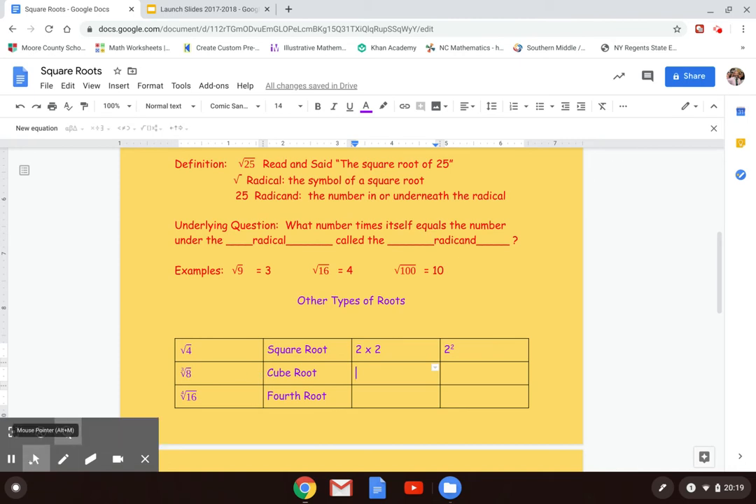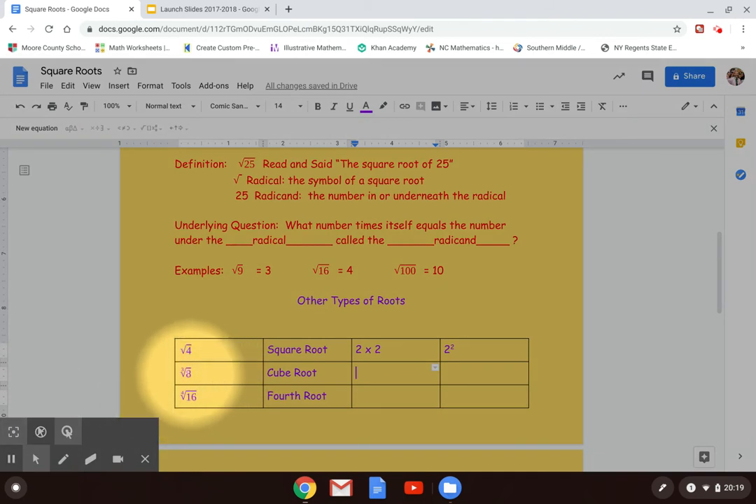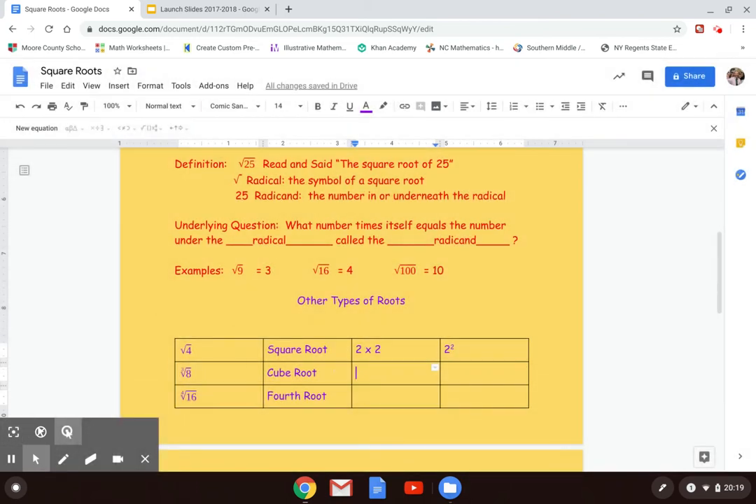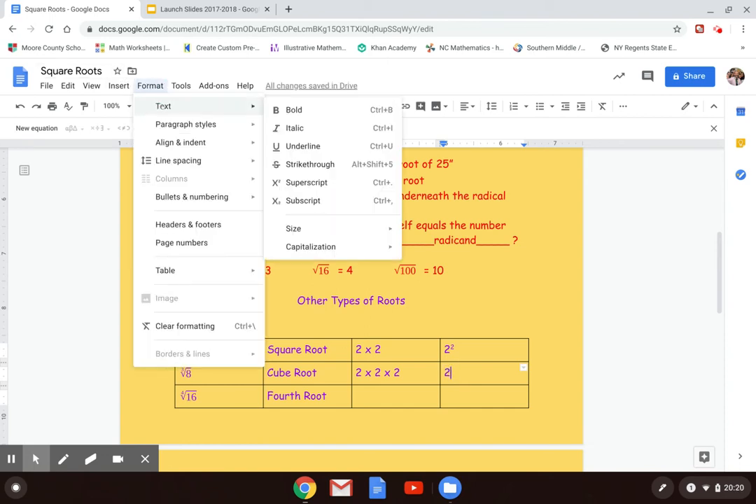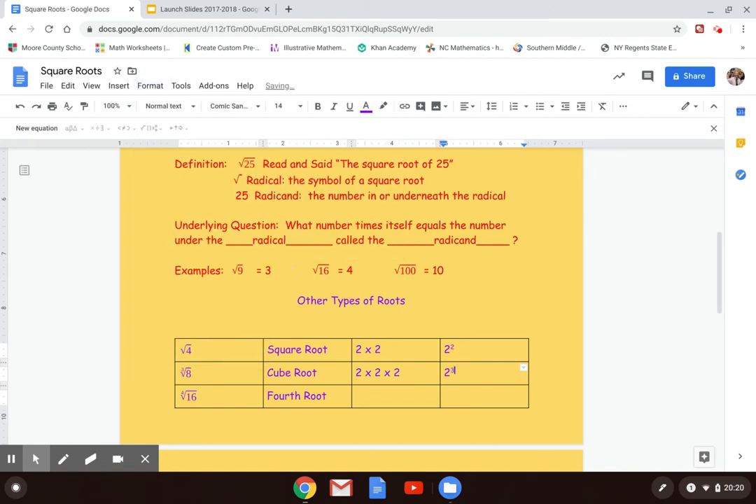So if we look here at the next example, if you notice over here, I have a 3 above the 8, which we call the index. So that means I'm trying to find the cube root of 8, or the number multiplied by itself 3 times that's going to equal 8. So I already know that 2 times 2 is equal to 4. So times another 2 is going to give me 8. So 2 to the third power is going to be 8, and the cube root of 8 is going to be 2.